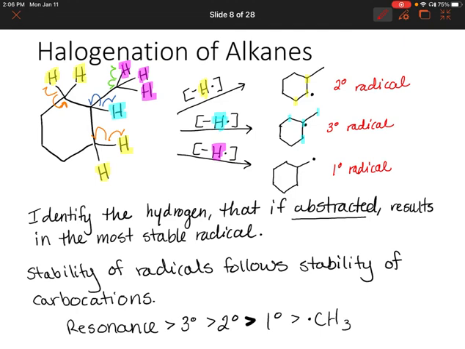The second one, so the tertiary radical. So if we perform a reaction with this starting material, that starting material will preferentially lose the blue hydrogen because that produces the most stable radical. Okay, so let's see how the mechanism for a reaction like this would work.